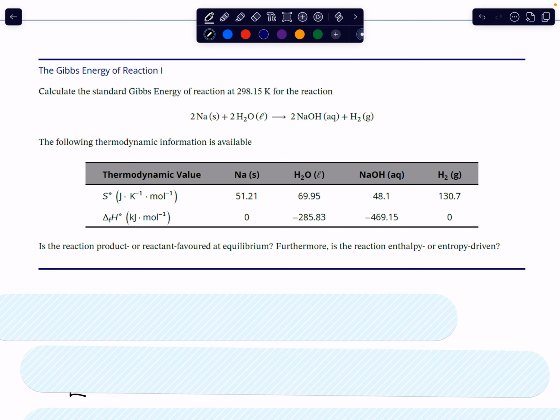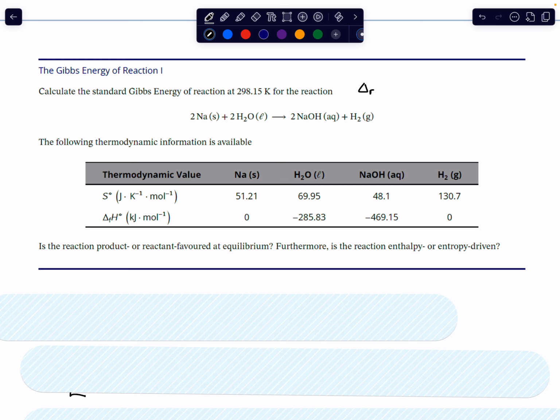Welcome everyone. In this example, I want to look at how we can calculate the standard Gibbs energy of a reaction using the standard molar entropies and the enthalpies of formation. So we're given a reaction and we're asked to calculate the standard Gibbs energy of reaction.